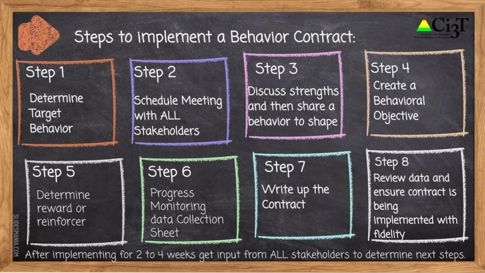And then, look at our strengths first, and then we will talk about what is the behavior that we want to see and how can we, I guess, address that behavior in a positive way that's manageable by all. So step 4 is you would create a behavioral objective.